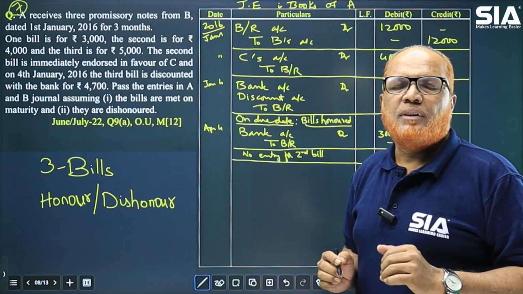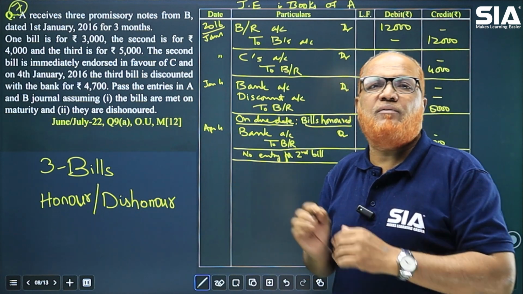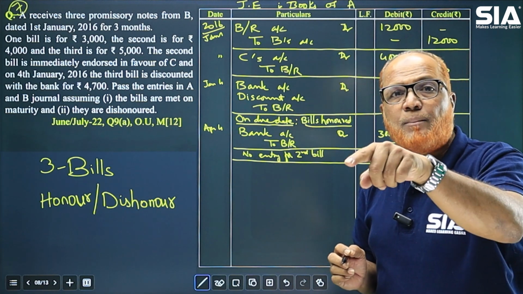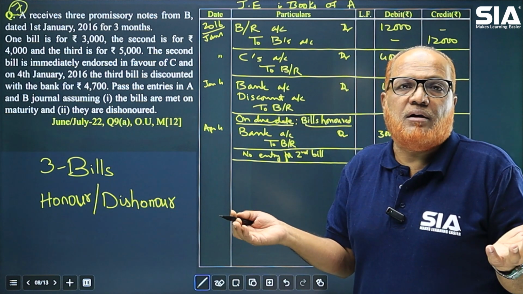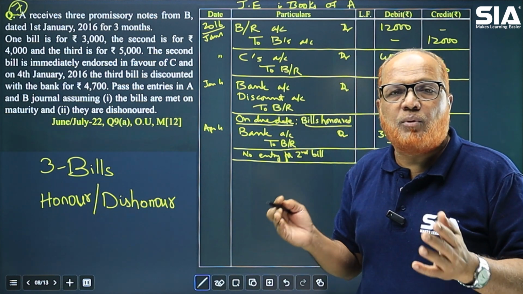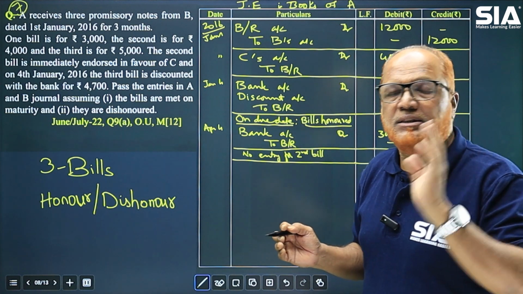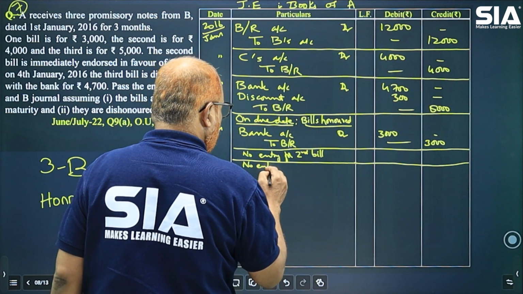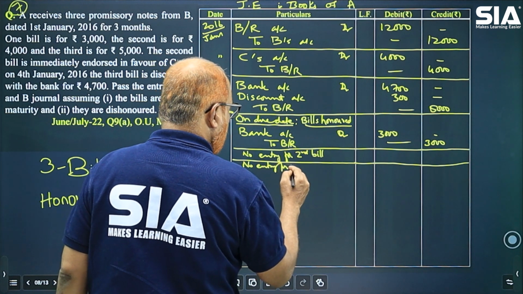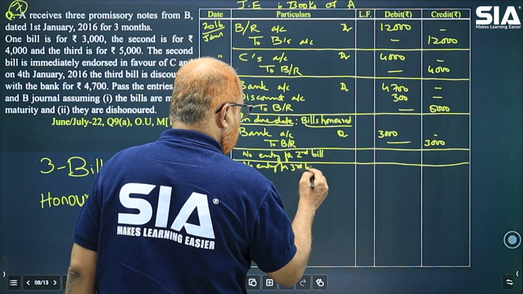Third entry, the bill was discounted with the bank. The bill is with the bank. The banker will collect the amount from B. It is honored. So no entry in the books of A for bill number 3. No entry for the third bill.